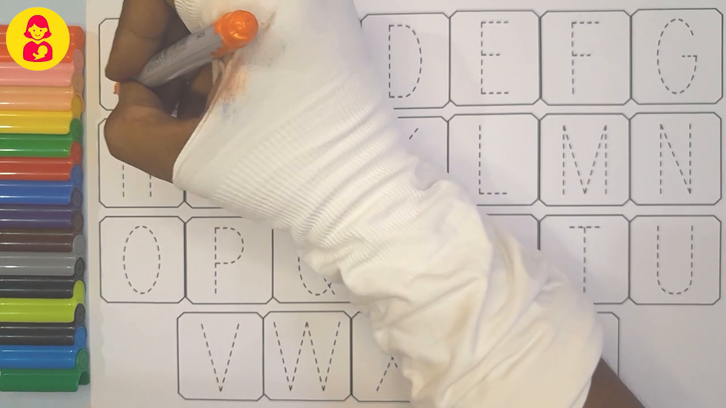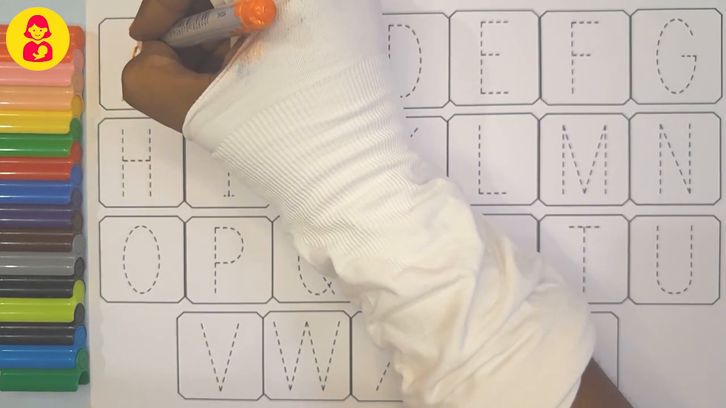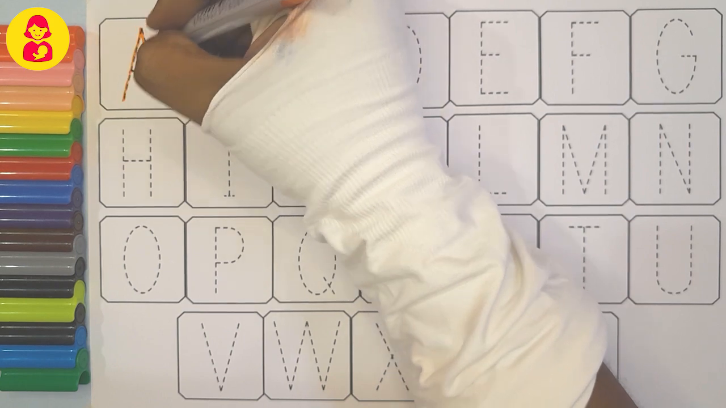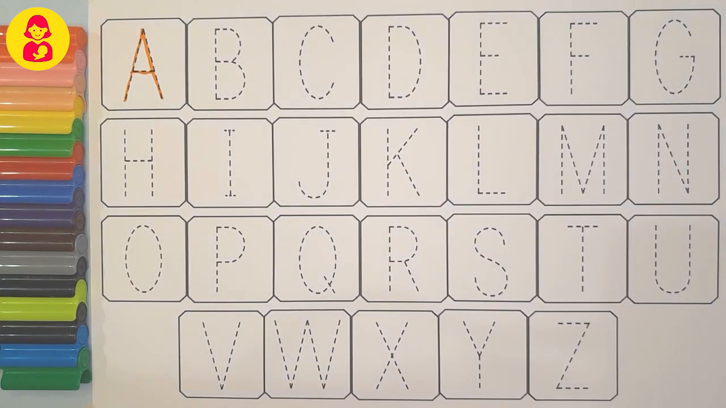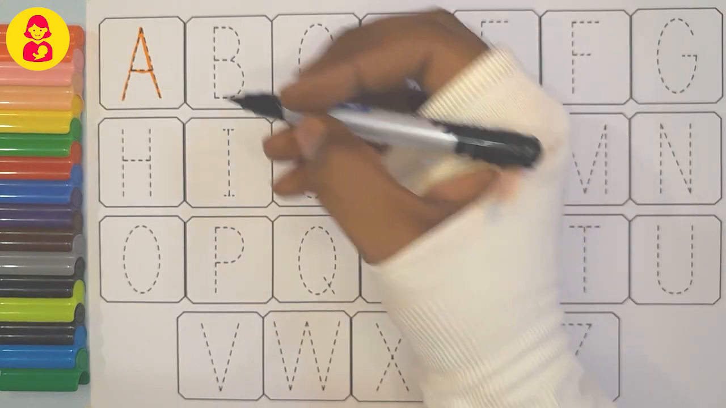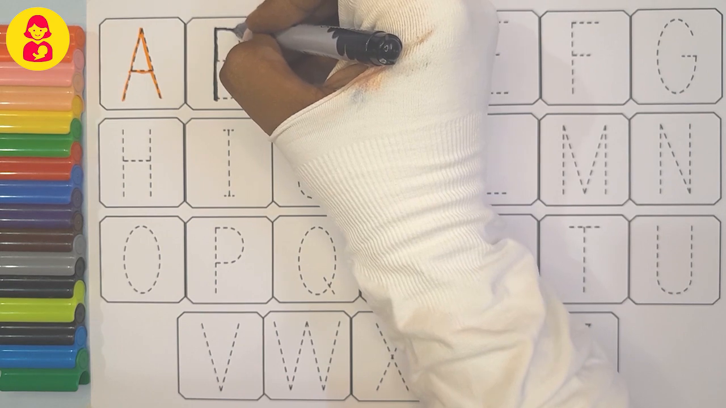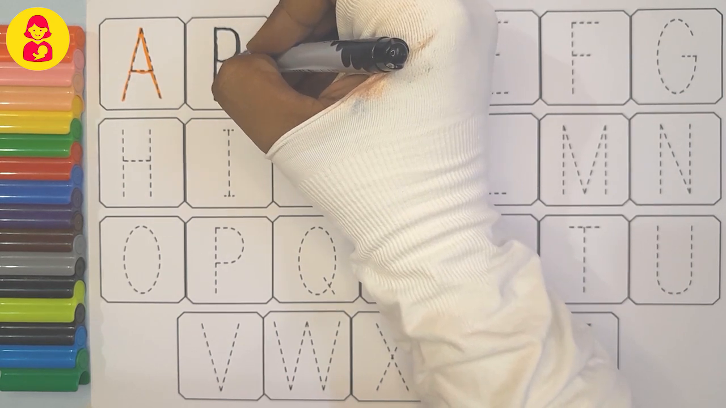Orange color. A. A for apple. A for apple. Black color. B. B for ball. B for ball.